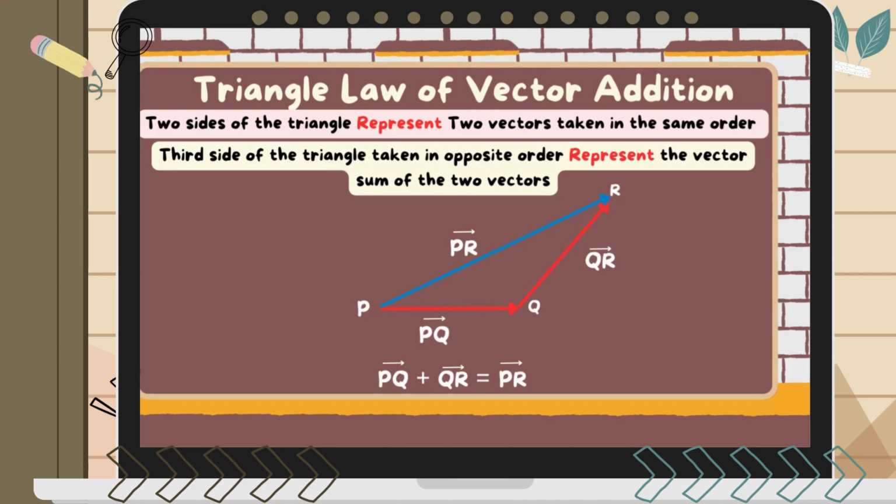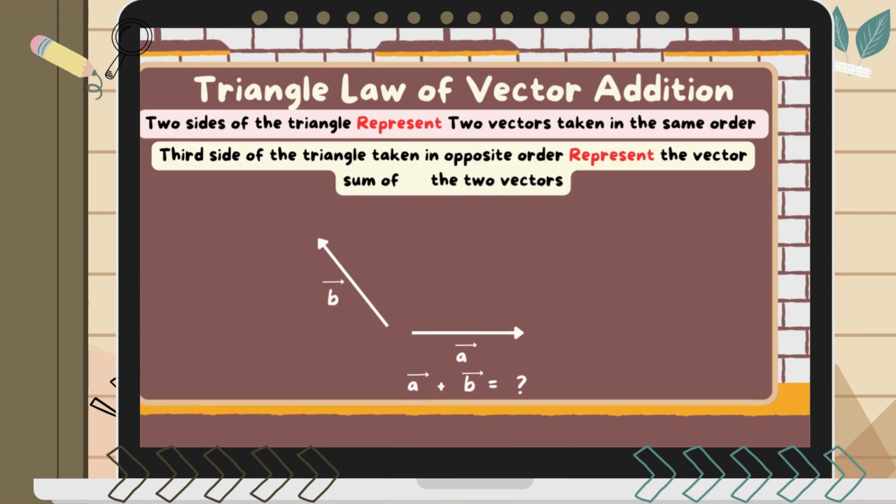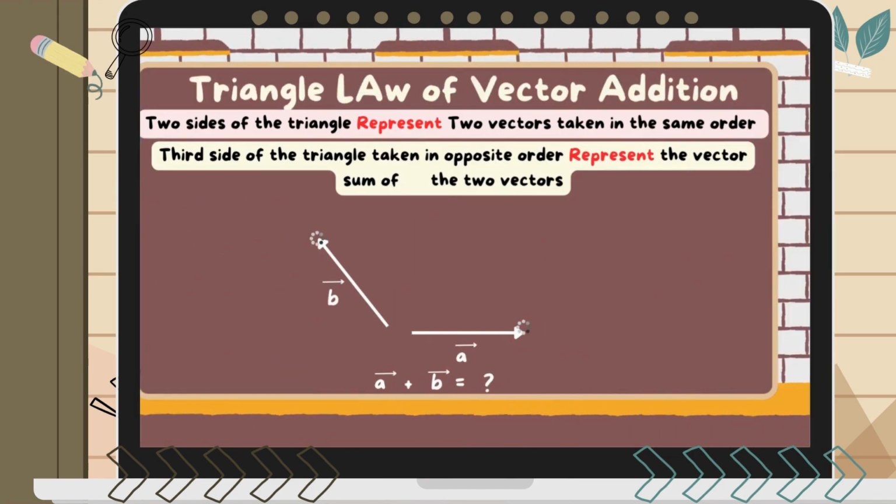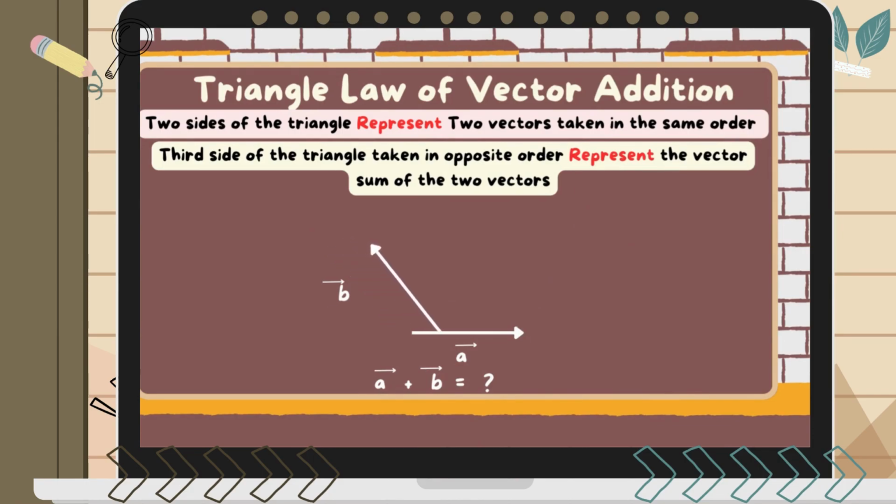Take a moment and have a look at this. Now, by applying this law, we can add any two vectors. Suppose we have to add these two vectors A and B. For this, first we need to position the two vectors such that the initial point of one vector coincides with the terminal point of the other vector. So we move the vector B parallel to its position without changing its magnitude and direction, and place it such that the initial point of vector B coincides with the terminal point of vector A.